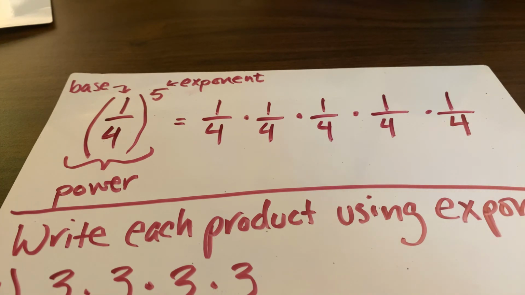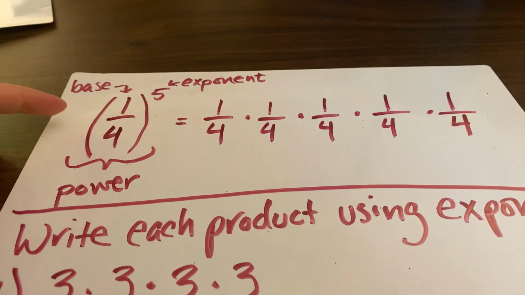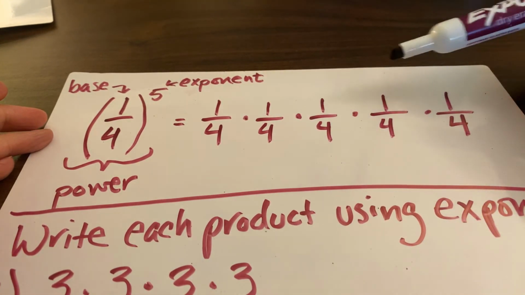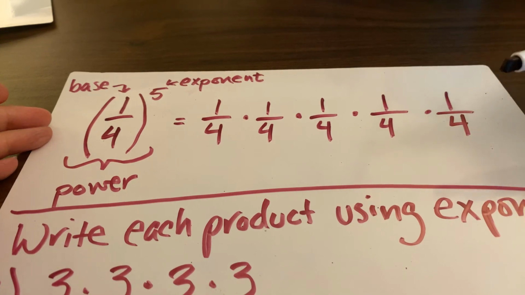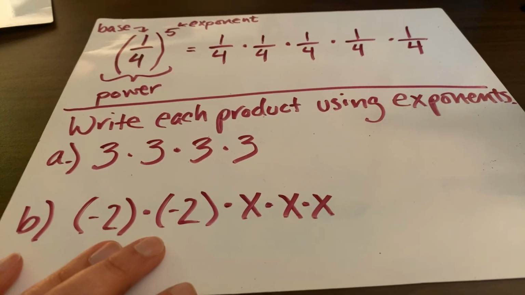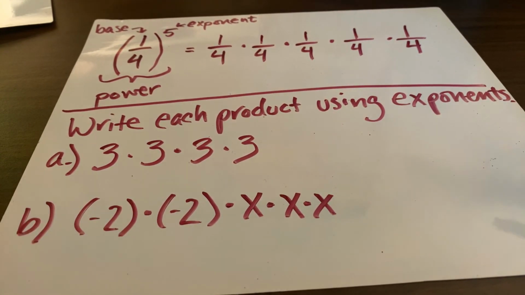So 1/4 is our base here. The exponent is 5. The power is 1/4 to the 5th power. And if we were writing this out without an exponent, it means 1/4 times 1/4 times 1/4 times 1/4 times 1/4 times 1/4. Boom. So we need to practice writing products using exponents and evaluating expressions.